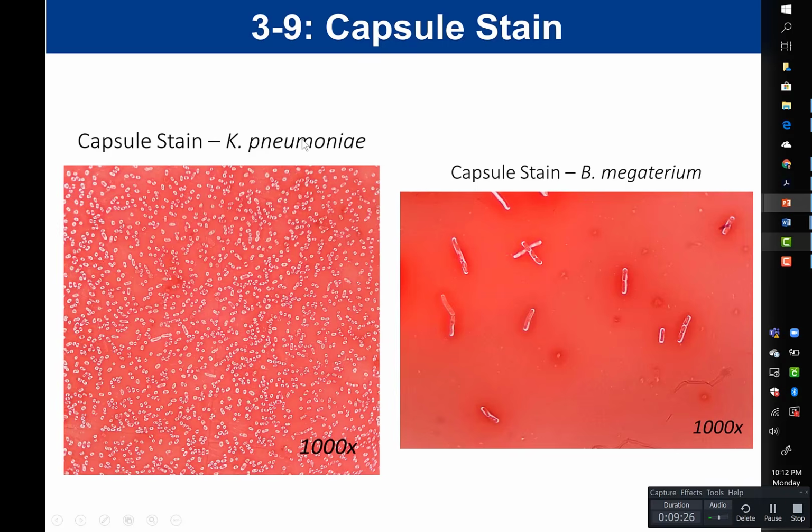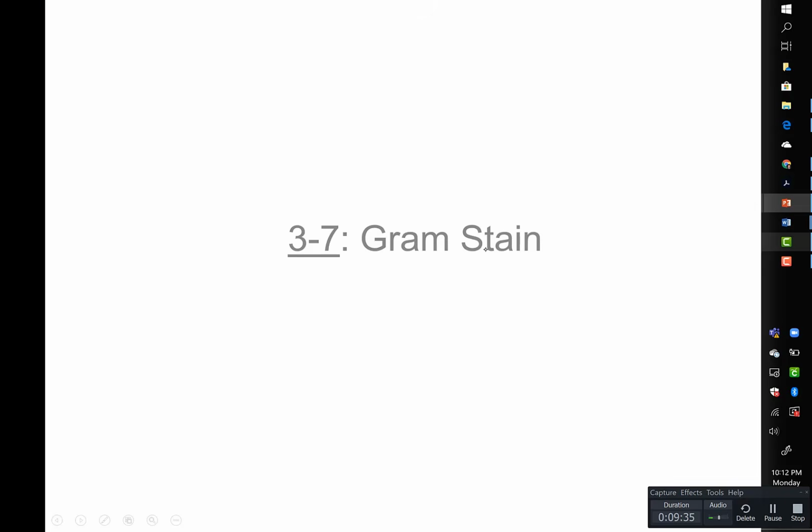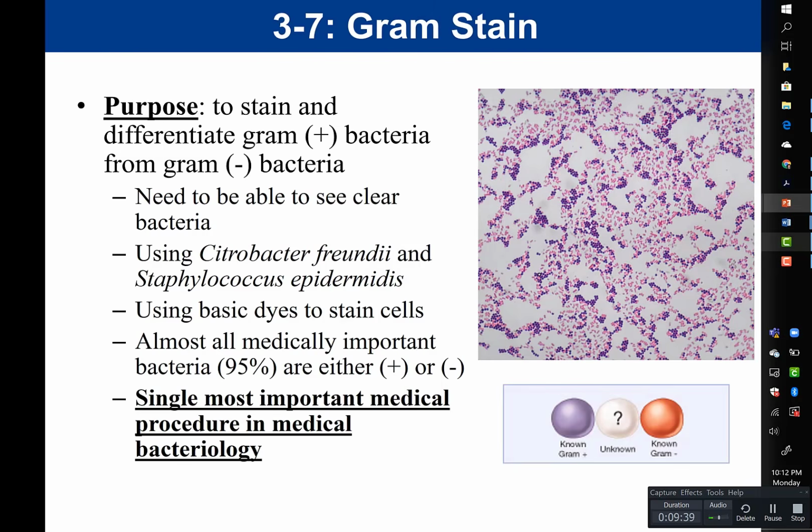And I believe the one that's on our list is Klebsiella pneumoniae, which causes pneumonia. And then lastly, we have our gram stain. You want to know the purpose of the gram stain: to stain and differentiate gram-positive versus gram-negative bacteria. You want to know why it's important to do a gram stain.